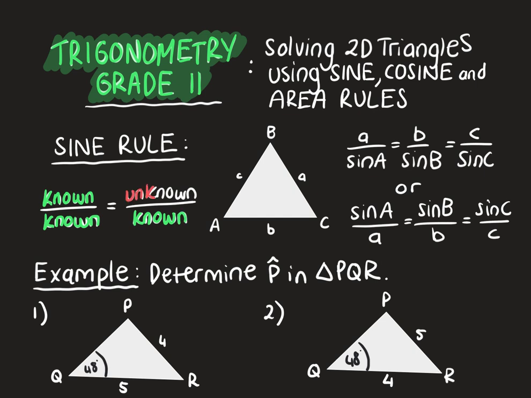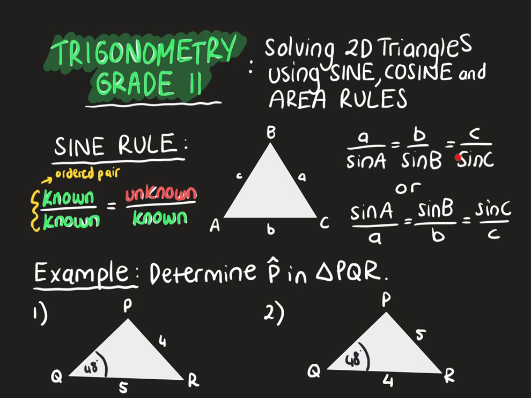Very important. Out of those three knowns, we must have something called an ordered pair. Okay, so this over here is an ordered pair. Now what I mean by ordered pair is you have to have a side and an angle opposite that side. Okay, you have to have that as part of your knowns.